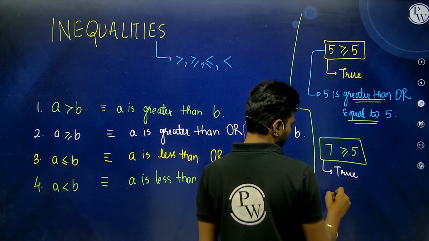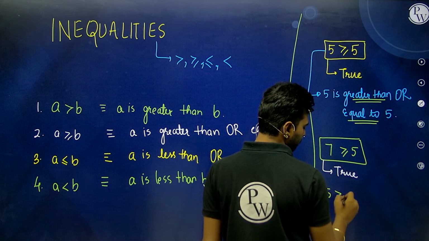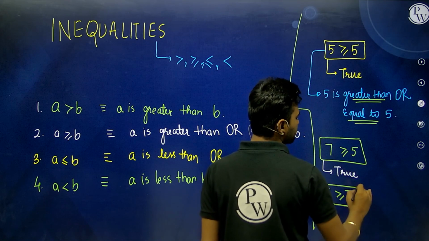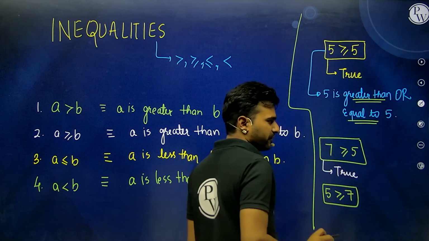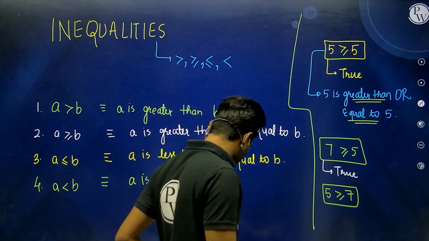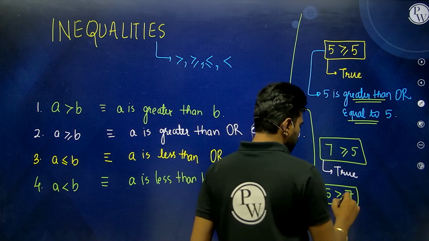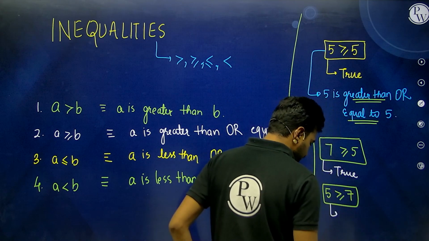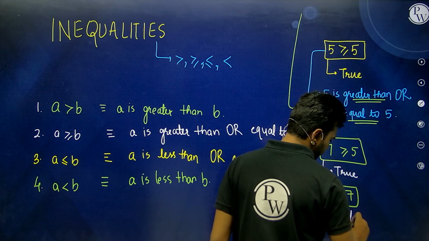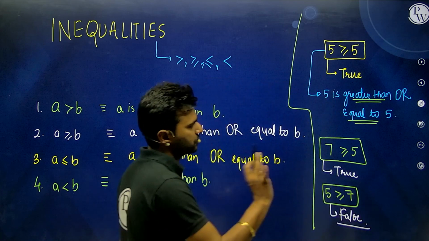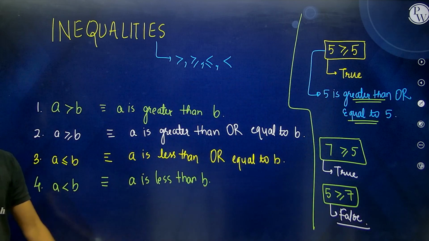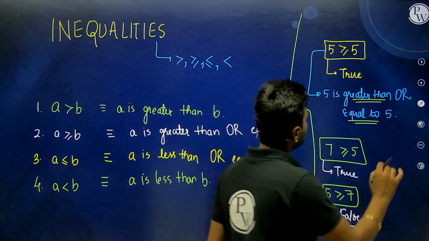If I give you something like this, is it true or false? 5 is greater than or equal to 7. 5 is definitely not greater than 7, and we know that 5 is definitely not equal to 7 as well. So this is false. We must know this at least. Clarity on this part?